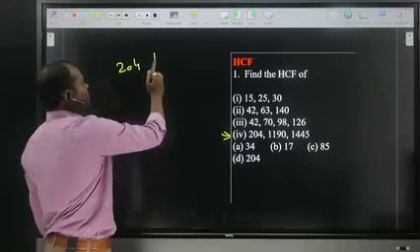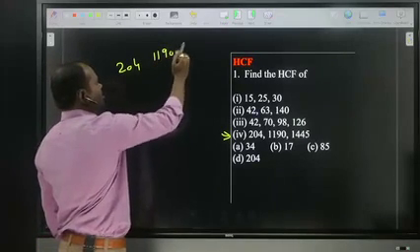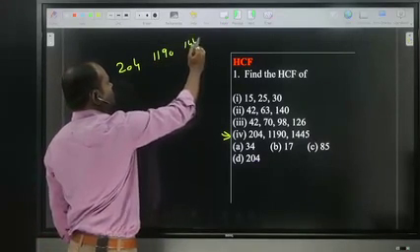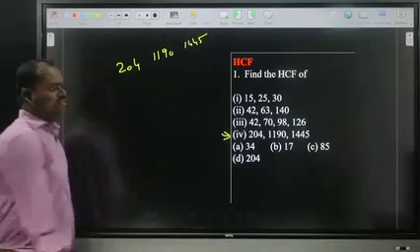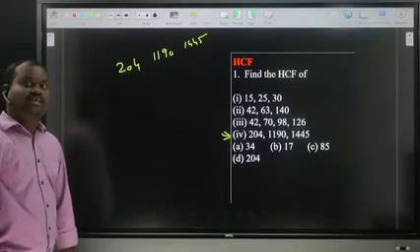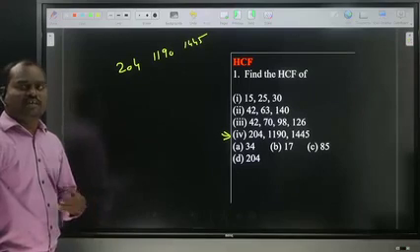204, 1190, 1445. 204, 1190, 1445. Whenever bigger numbers are there, we can't get the idea very soon.